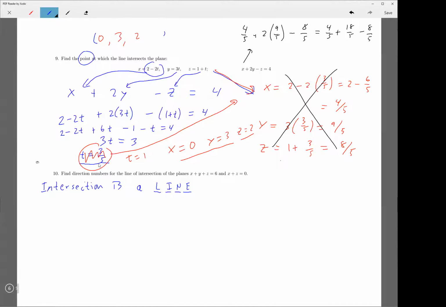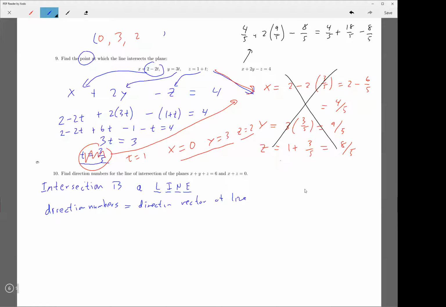And when you say direction numbers, that's kind of a weird thing to say, direction numbers. But I think that's a code for the direction vector of the plane, or the line, I mean. The direction vector of the line.